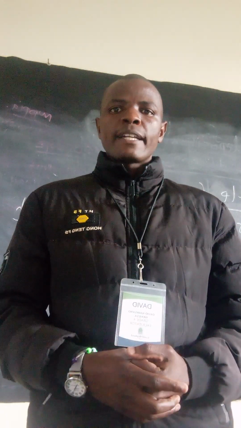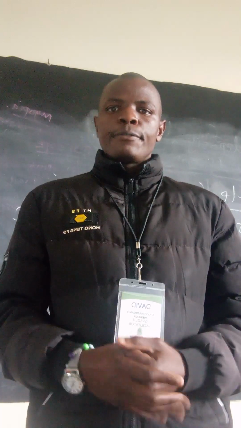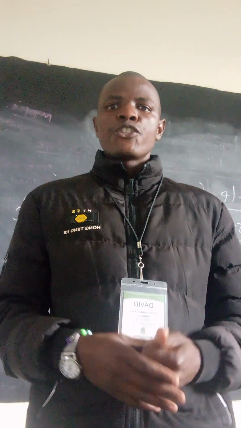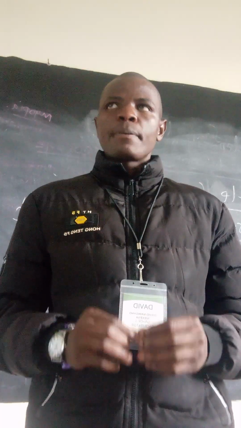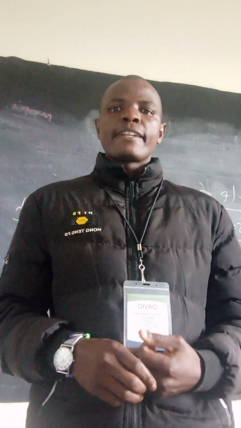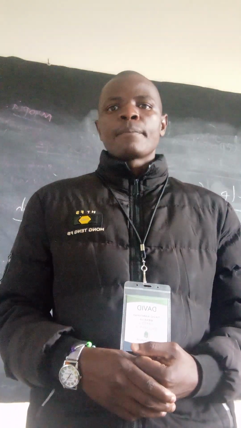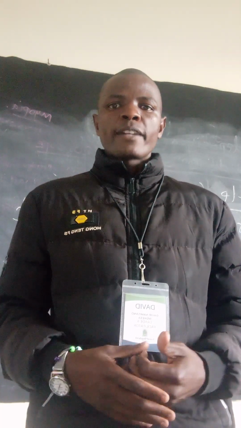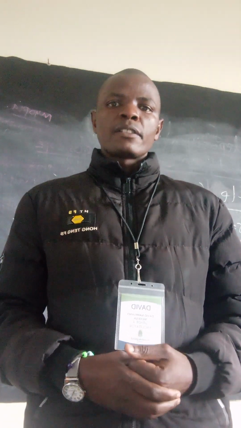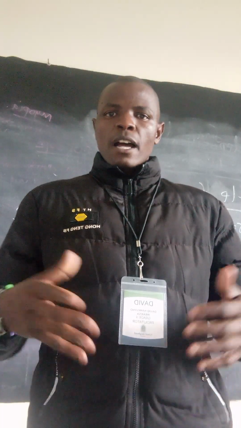The internal structure of the leaf comprises the outer layer, that is the cuticle. The cuticle is a thin layer, and this layer is transparent to allow the penetration of light to reach the photosynthetic cells. Also, the cuticle is waterproof, has a wax substance which prevents water loss. Therefore, that is the outer layer.